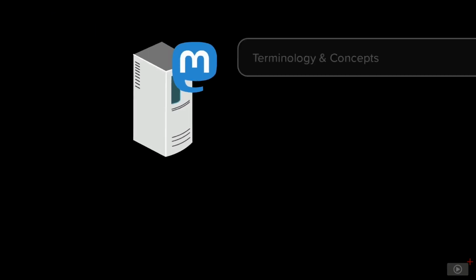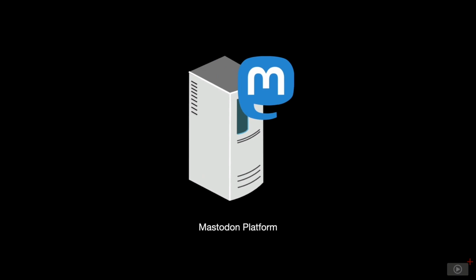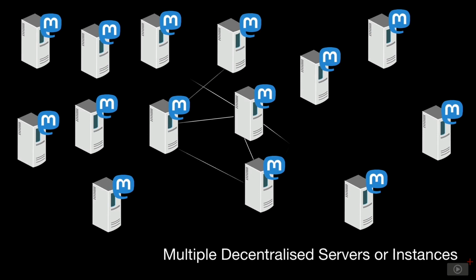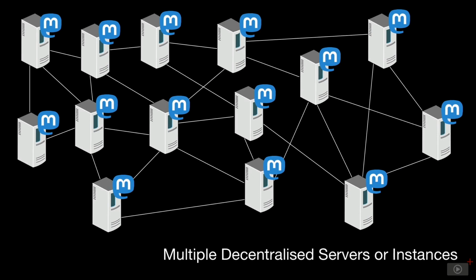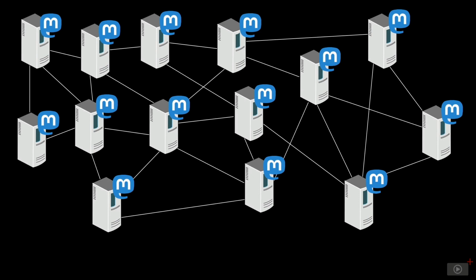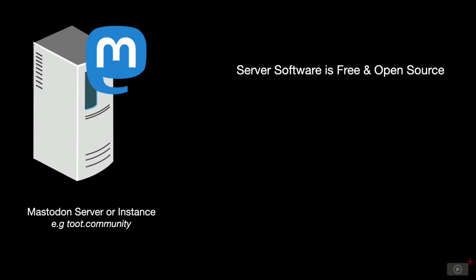Although I've been referring to Mastodon as a social media platform, it's actually made up of many thousands of interconnected Mastodon servers called instances. Now, I may interchange the word server for instance during the tutorial, but they both mean the same thing. The Mastodon server software itself is free and it's open source, and anyone can host their own Mastodon instance, although obviously there is a cost involved in running your own server.